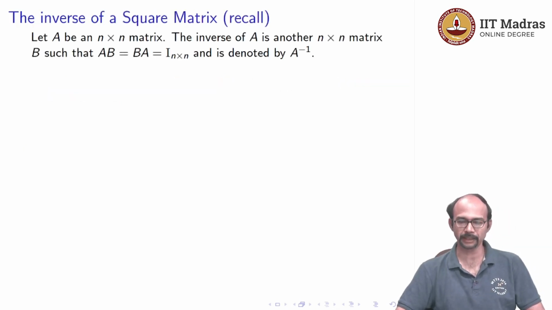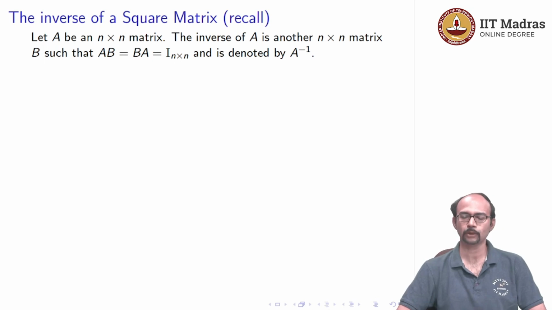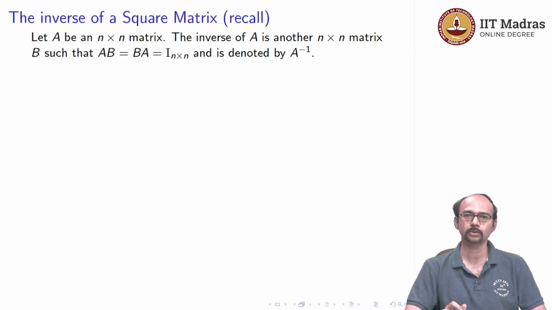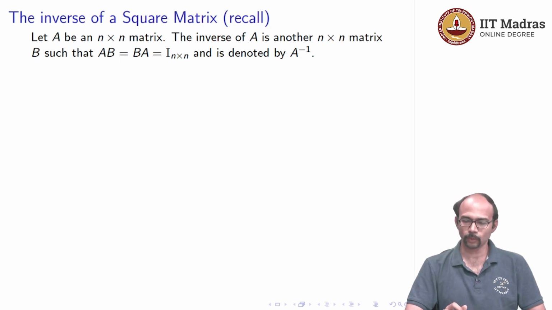So, let us recall what the inverse of a square matrix is. If you have an n by n matrix A, then the inverse of A is another n by n matrix B, such that A times B equals B times A equals the identity. Now, I will point out that B has to be n by n, otherwise this multiplication on both sides is not defined, as the number of columns of the first matrix has to be the same as the number of rows of the second matrix in order for them to be multiplied. That forces B to have the same number of rows and columns as A if this identity is to be satisfied. And recall of course that the identity matrix is the diagonal matrix with all ones.